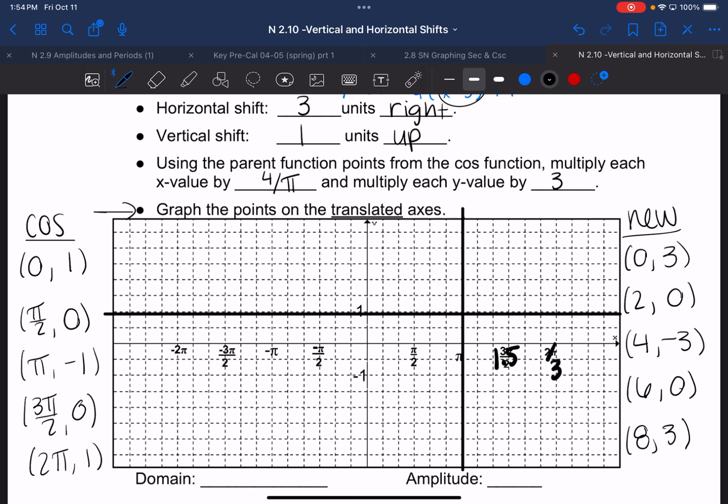Okay, so my first point says to plot it at 0, which means don't go left or right any, 3. So this is my new origin. I'm not going to go left or right any, just up 3. So this would be up 1, right? This would be up 2. This would be up 3. So I'm going to go to here and plot my first point.